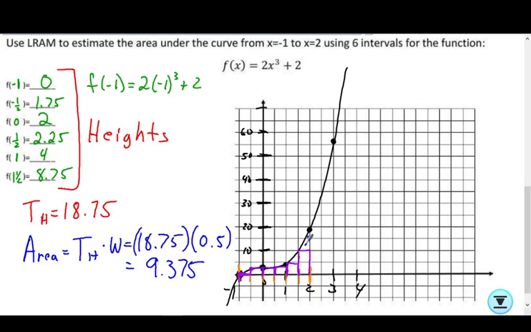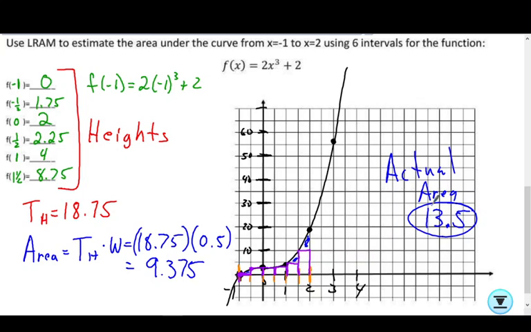Okay, and like I said, this area is not a great approximation. We're missing, you could see, all of this right here, all of that right there, all of that right there, and your actual area under the curve is actually 13.5. So you can see this isn't a very good approximation.